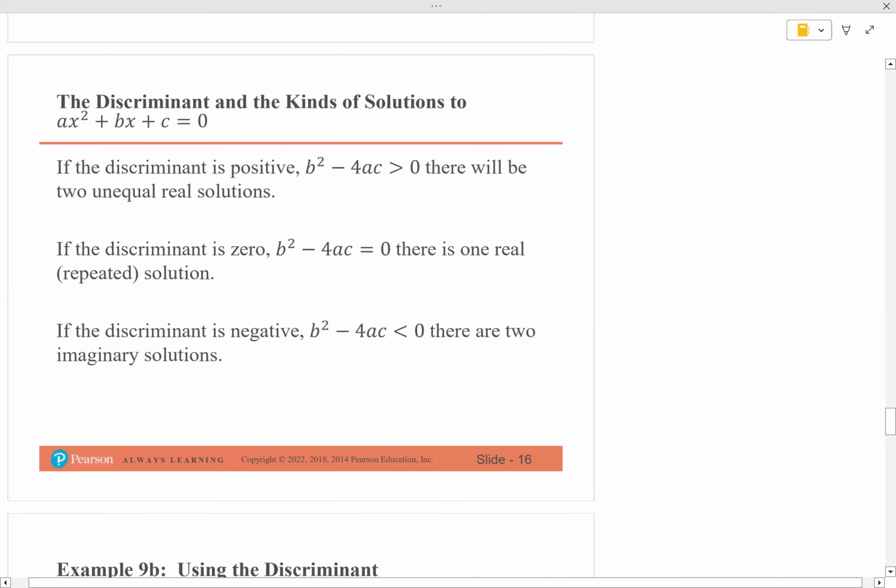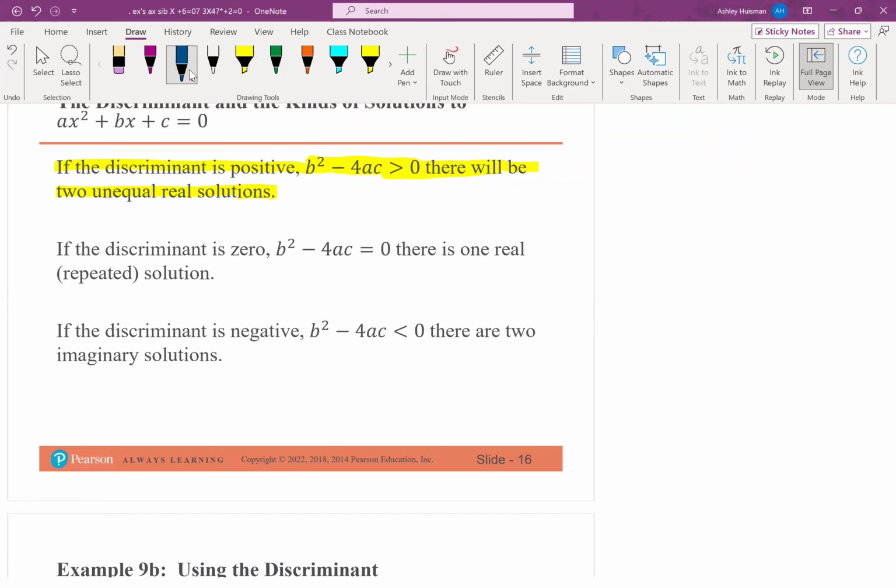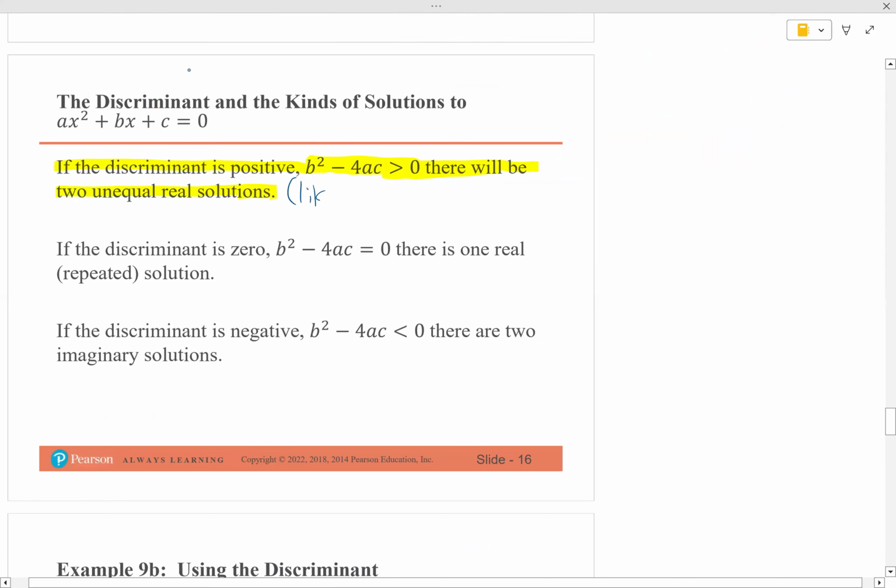What are you going to get? If the discriminant is positive, in other words, b squared minus 4ac is greater than 0, because greater than 0 is just another way to say positive, there will be 2 unequal real solutions. So that's kind of what we had in that last example. In the previous example, I think we ended up with -1 plus or minus the square root of 3 over 2.